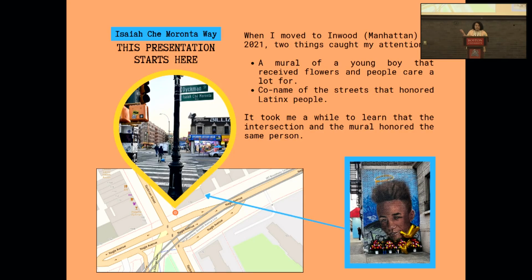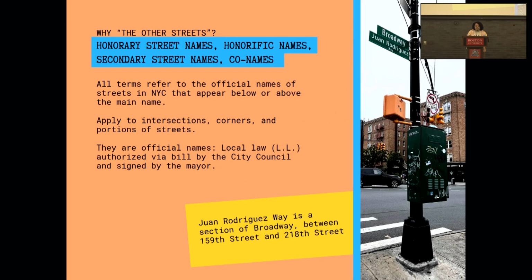So when I moved to Inwood, where this street is part of, Inwood is mostly a community with a strong population of Dominican descendant people, and there is a historic district of the Dominican community around it. The area is also called Little Dominican Republic, and it's a very particular and very energetic community.